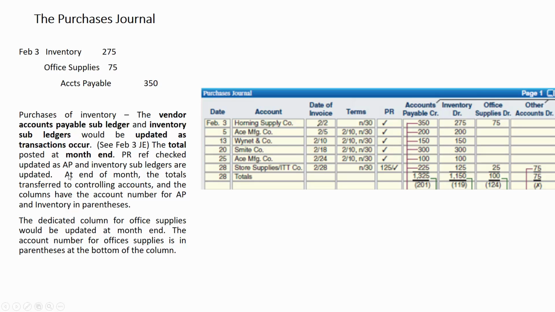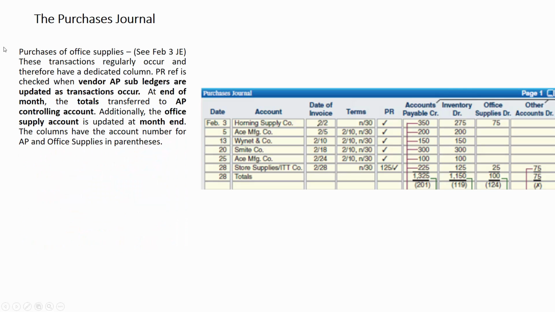Sorry, that kind of reads funny. At the end of the month, the totals are transferred to the controlling accounts, and the columns have the account numbers for AP and inventory in parentheses. The dedicated column for office supplies would be updated at month end. The account number for office supplies is in the parentheses at the bottom of the column. So these amounts would be updated as they occur, this one at the end of the month.